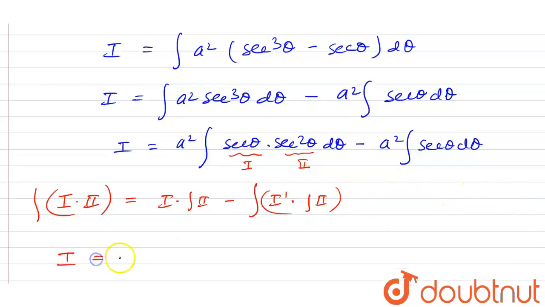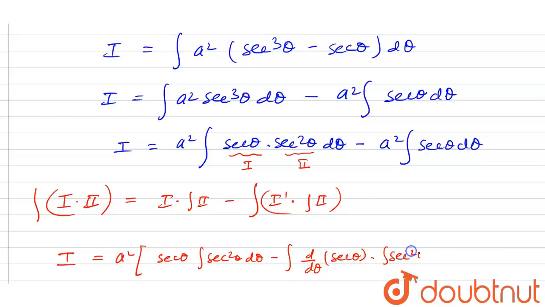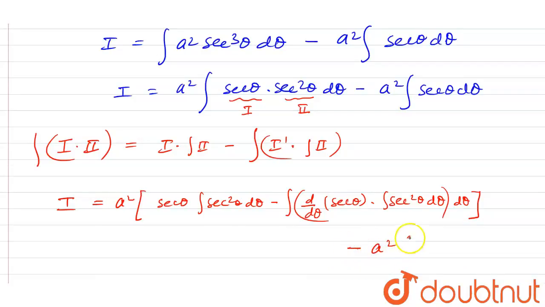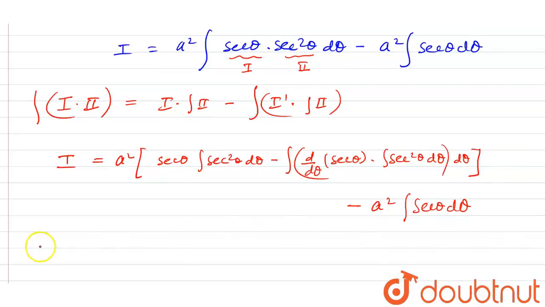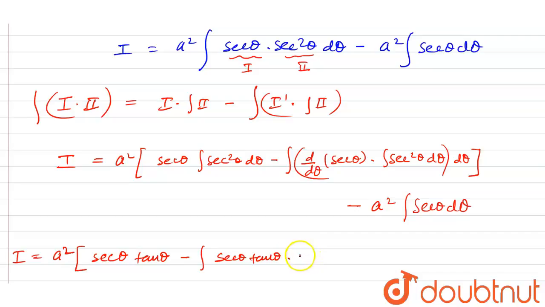So I can be written as I is equals to a square. Now first function, which is sec theta, into integration of second, so integration of sec square theta d theta minus integral of now d by d theta of sec theta into integration of sec square theta d theta whole under d theta. Okay. Minus a square integral sec theta d theta. So our I is equals to a square, now sec theta. Okay. Now integration of sec square theta is tan theta minus integral of, now differentiation of sec theta is sec theta tan theta. So sec theta tan theta into integration of sec square theta is tan theta, so into tan theta d theta. Okay. Minus a square sec theta d theta.